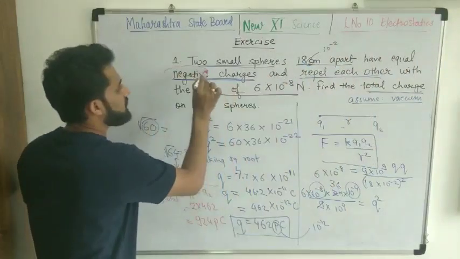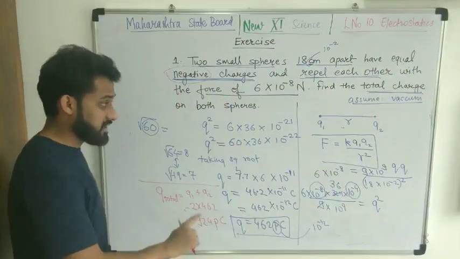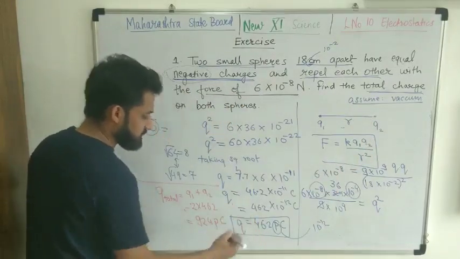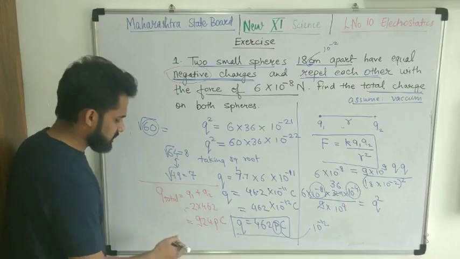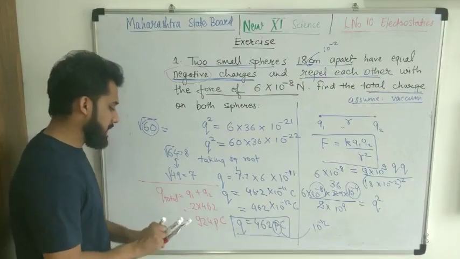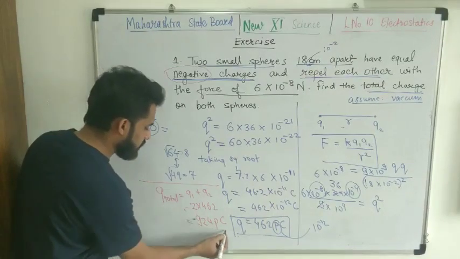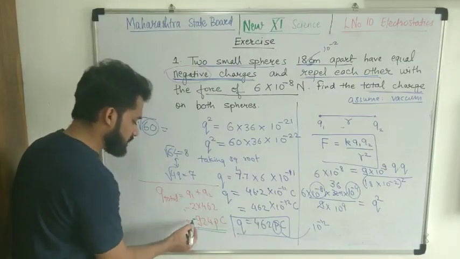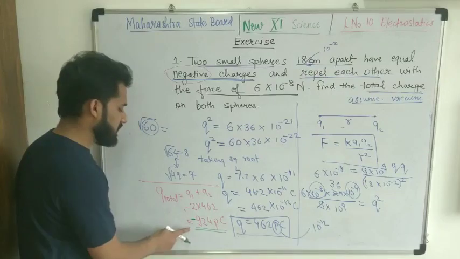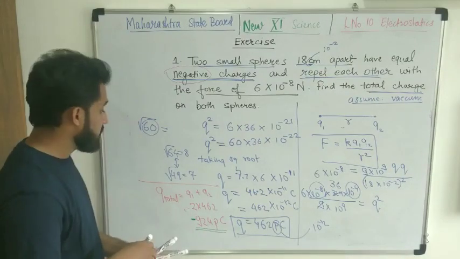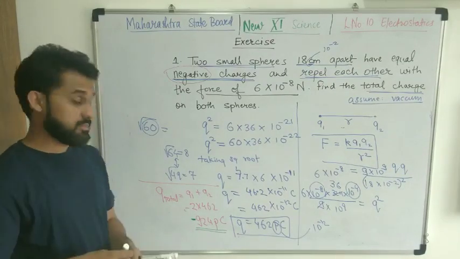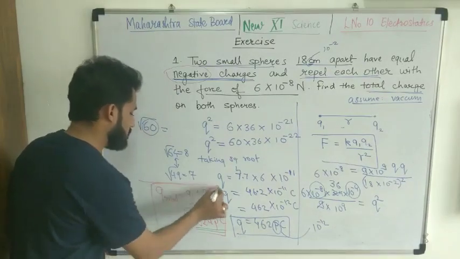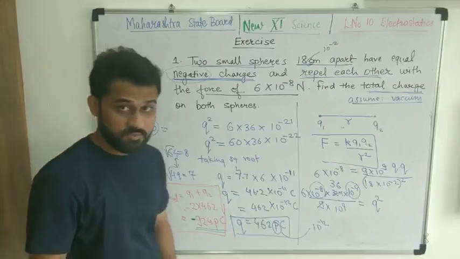So if both the charges are negative, the charge on the first will be negative as well as the second will be negative. So the total charge will be minus 924 picocoulomb. Okay, this was the magnitude. So the total answer should be negative as it is mentioned in the question. Total charge on both these spheres is minus 924 picocoulomb. This is how you solve the question.